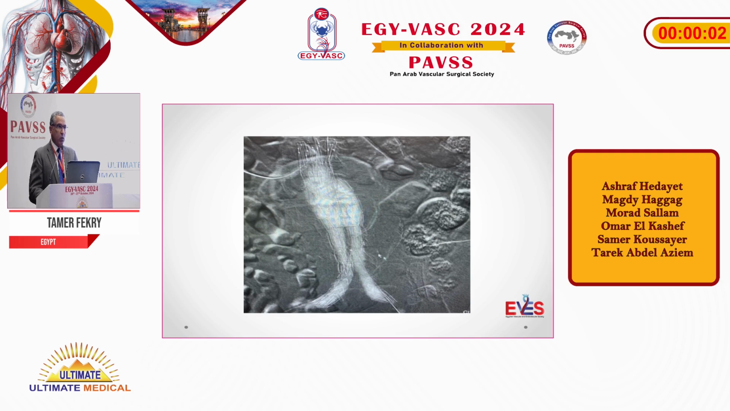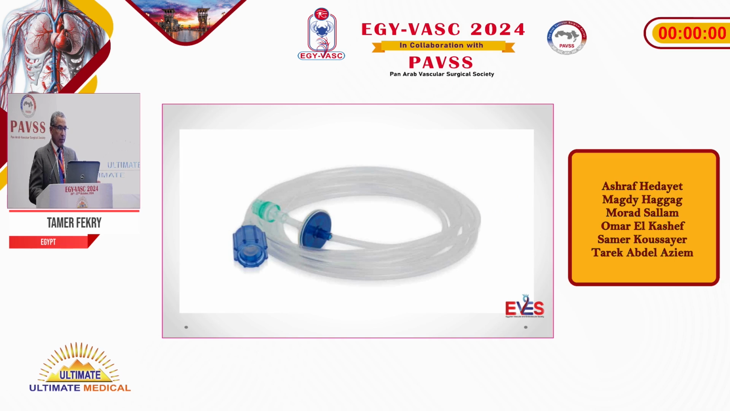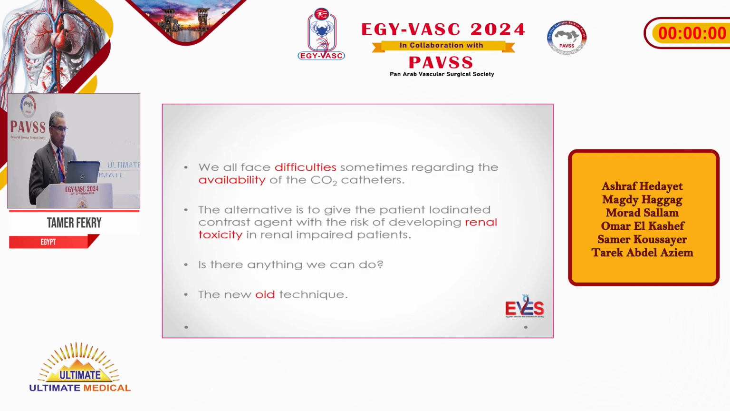We all use CO2 with this catheter actually, and one end of the catheter is connected to the CO2 device that the engineer used to operate, and the other end is connected to the sheath, and we use it to inject the CO2. But we face difficulties in the availability of CO2 at many times, and the cost of the CO2 catheter now in Egypt is very high. I don't know why actually. The alternative is to give the patient iodinated contrast agent with the risk of developing renal toxicity in renal impaired patients. Is there anything we can do?